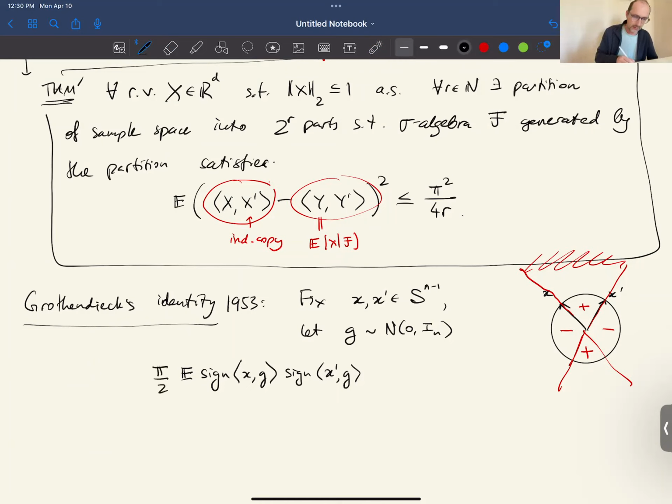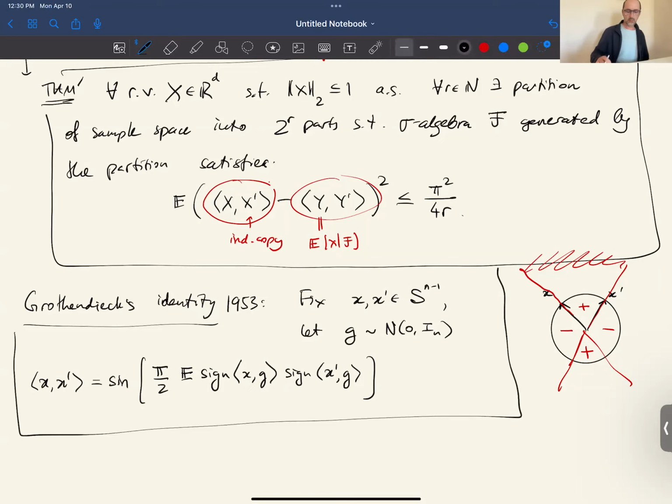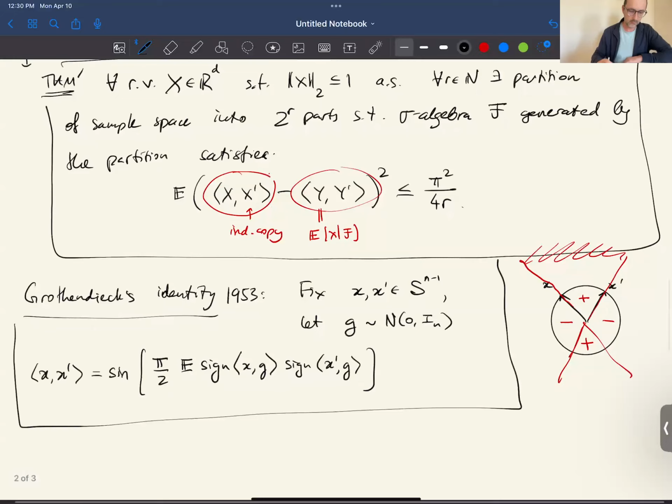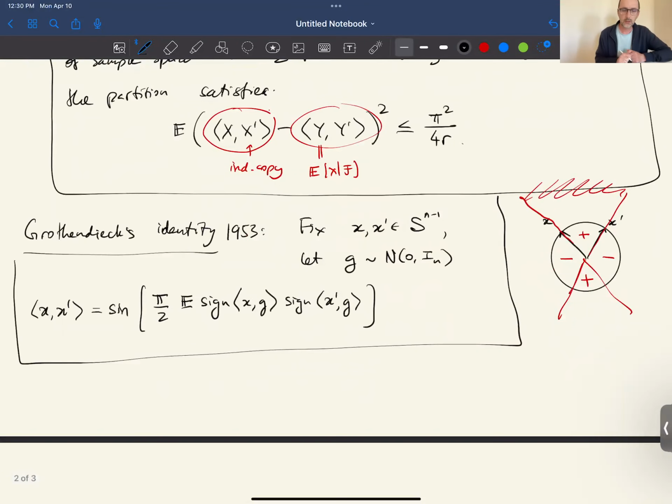So here is a precise version of this result. That's when you work it out. The expectation of the product of the signs equals two over pi times the arc sine of the inner product of x and x prime. Okay, that's a little exercise to check. Okay, so far so good.